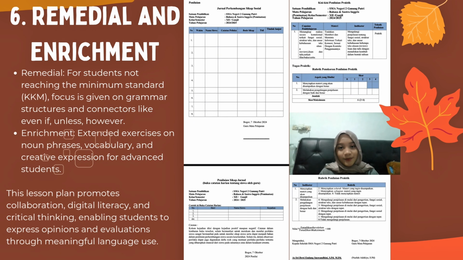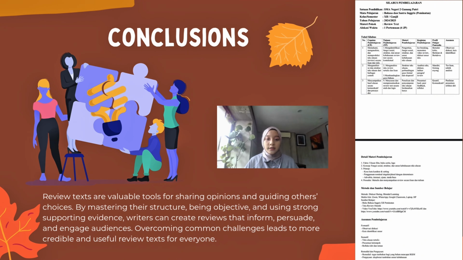Okay, so for the conclusion, review texts are valuable tools for sharing opinions and guiding others' choices. By mastering their structure, being objective, and using strong supporting evidence, writers can create reviews that inform, persuade, and engage audiences. Overcoming common challenges leads to more credible and useful review text for everyone.